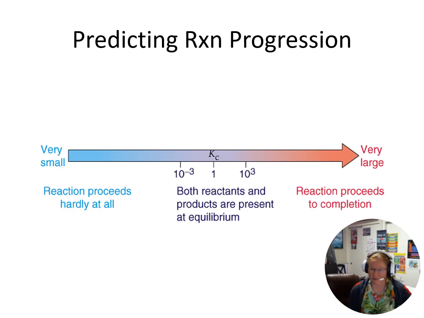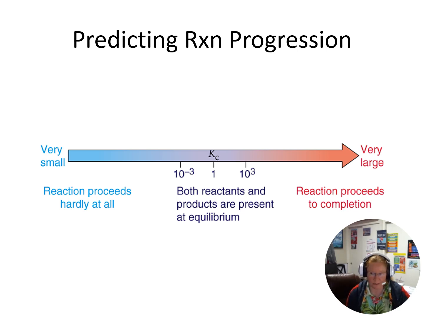For people who like a visual better, here you can see on a number line, if you've got an intermediate K between 10 to the negative third and 10 to the positive third, you're going to have significant amounts of both reactants and products present. But if you're really low beneath that 10 to the negative third, you're not going to get much of the reaction at all. And the higher you go, the greater than 10 to the third you get, the reaction will start to proceed close to or near completion.